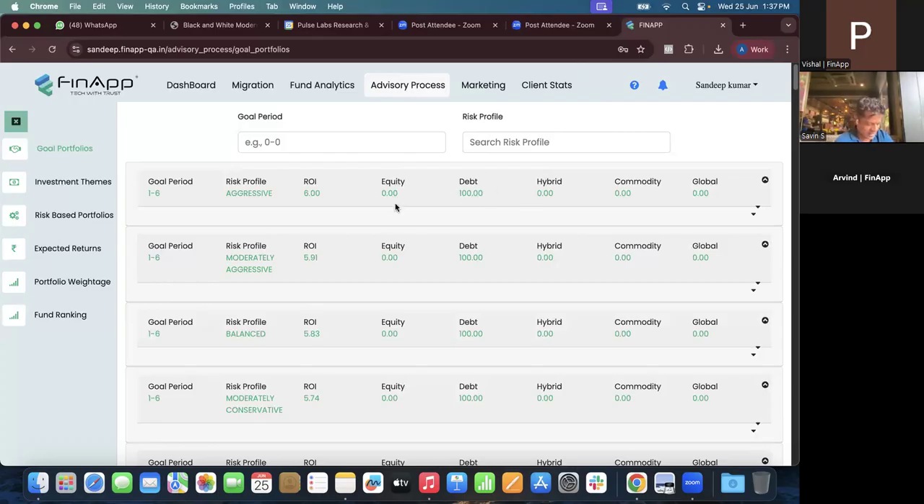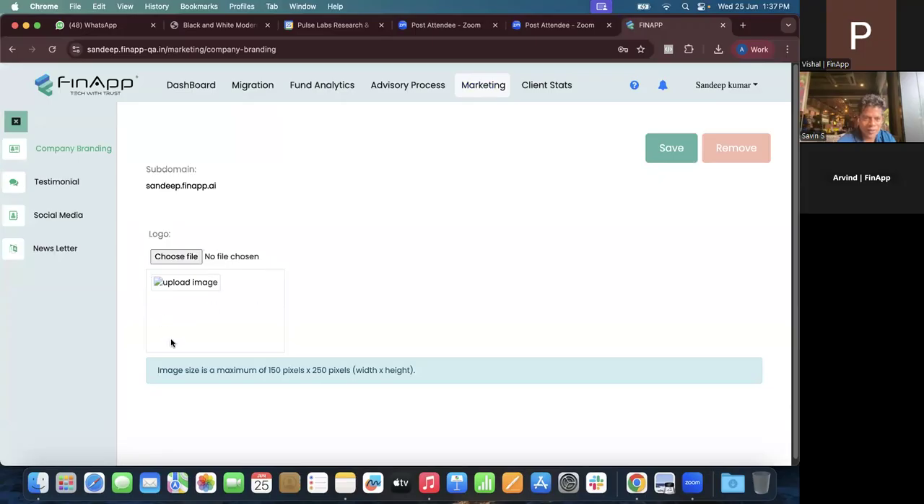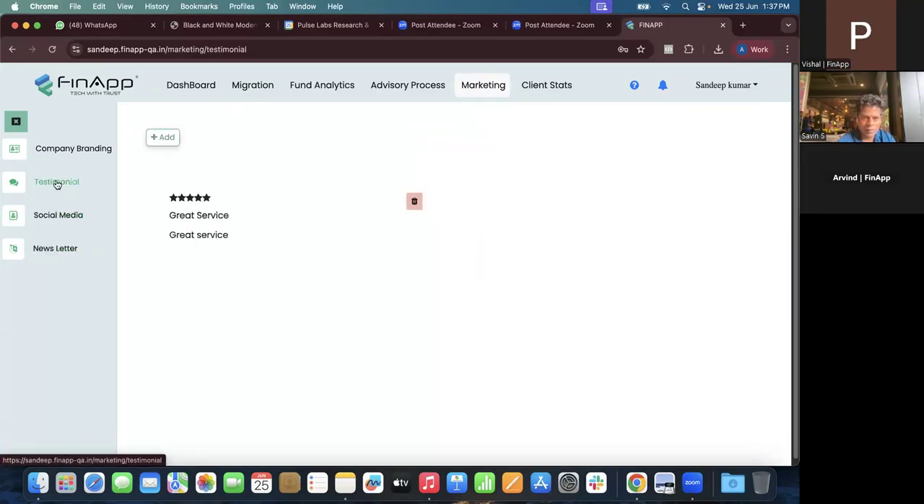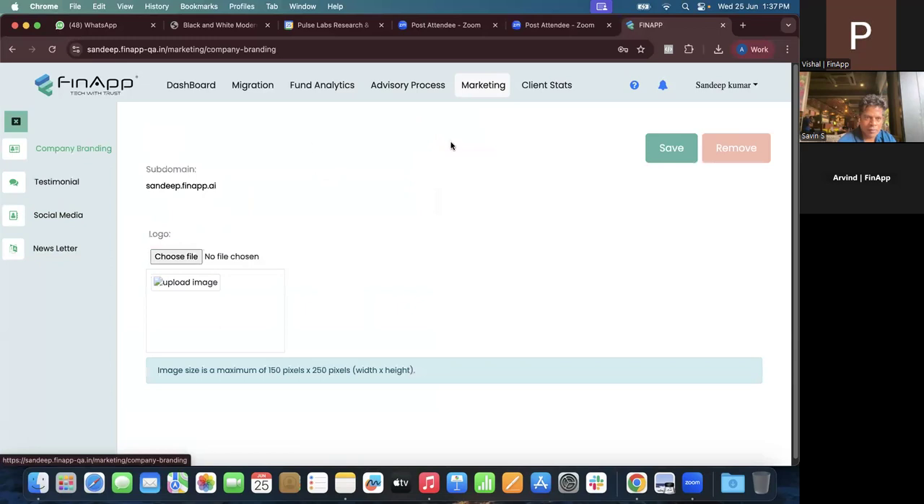So we've got these ready-made portfolios as well. Then you can put up your logo here. So FinApp will go, and your logo will come. Then you can link your social media out here. Then we also come up with blogs for the distributors as well.